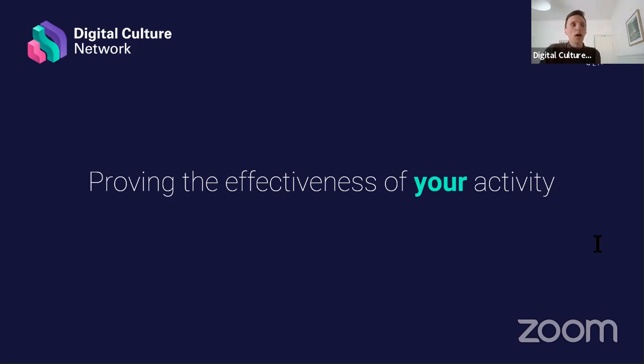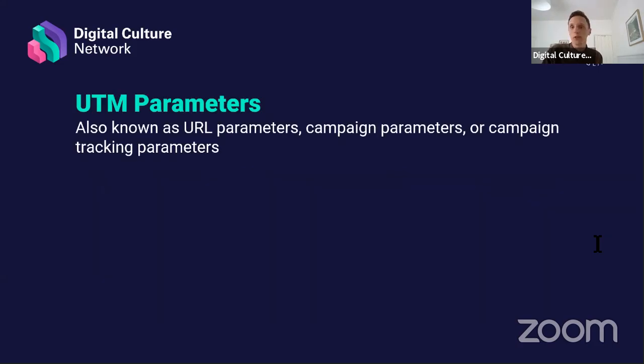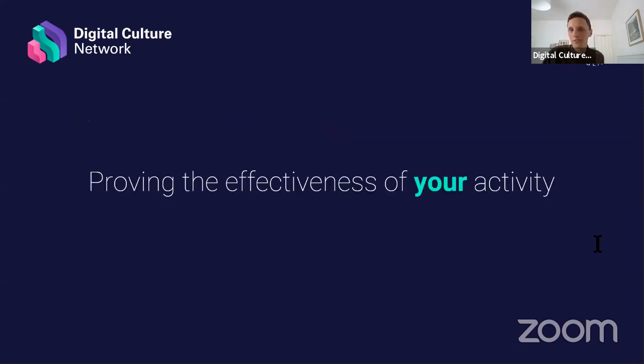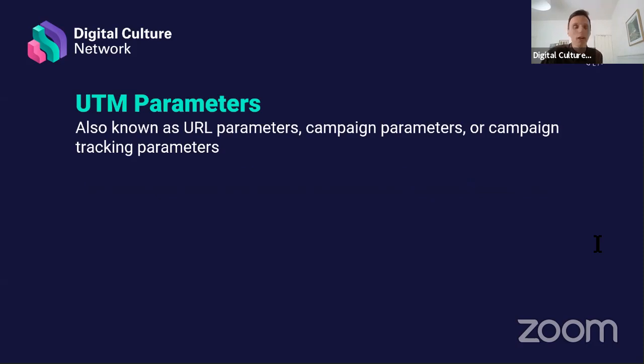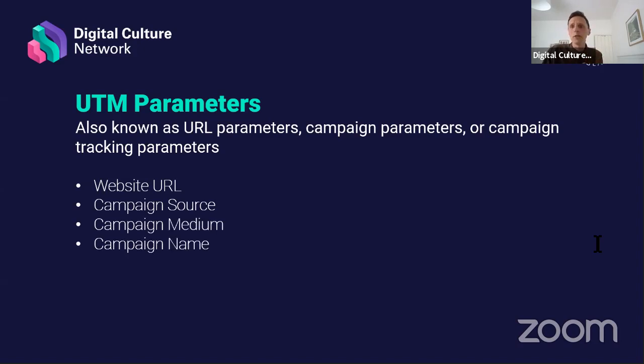So, UTM parameters. Anybody heard of these? They're also known as campaign parameters and campaign tracking parameters. UTM stands for Urchin Tracking Module. I'd forgotten what it was called, but I've got it. Bet you knew that, didn't you? What that does is, to the website URL that you normally have, you can add extra information to the end of that, and I'll show you an example. So you can put campaign source, campaign medium, and then campaign name. That extra information on the end of URLs will then feed into Analytics, so it's really useful to show the activity that you're doing. I did it for this webinar.